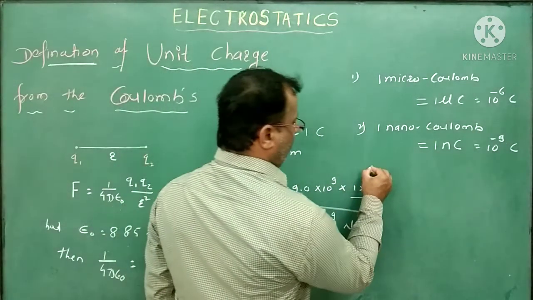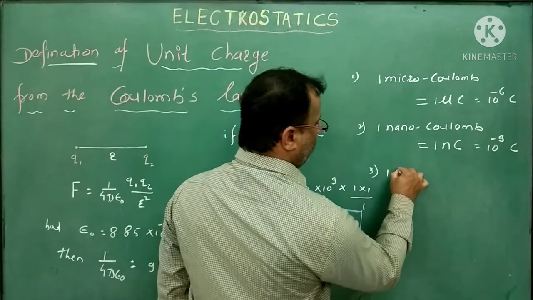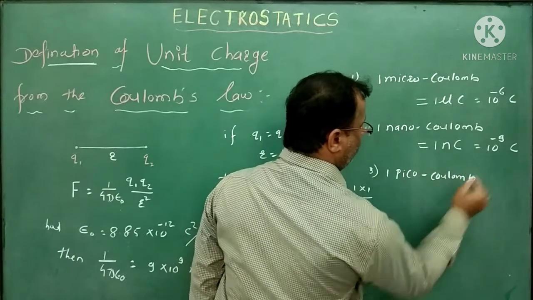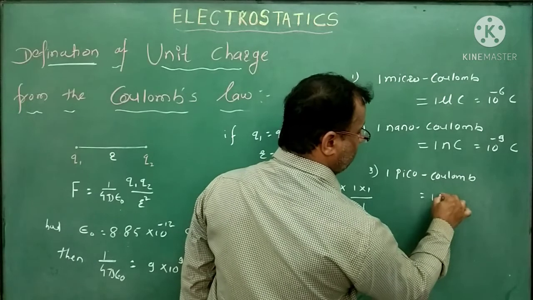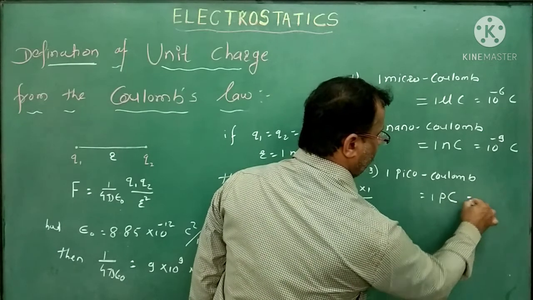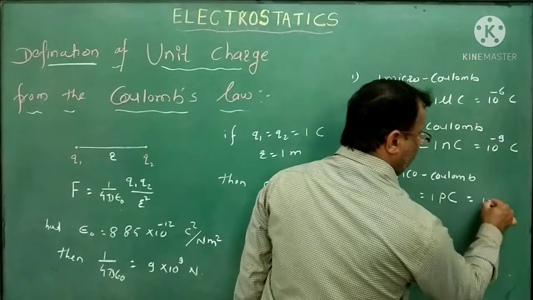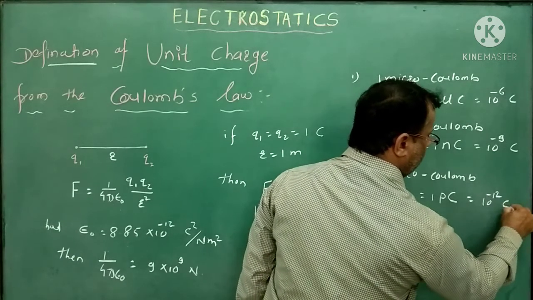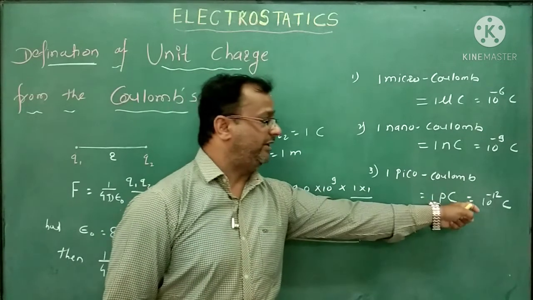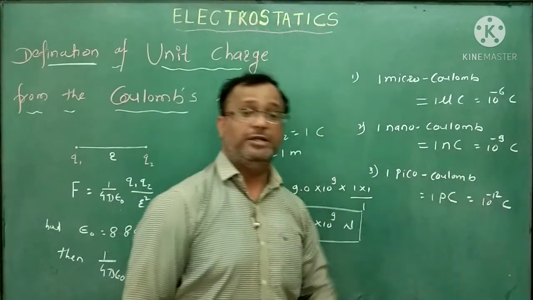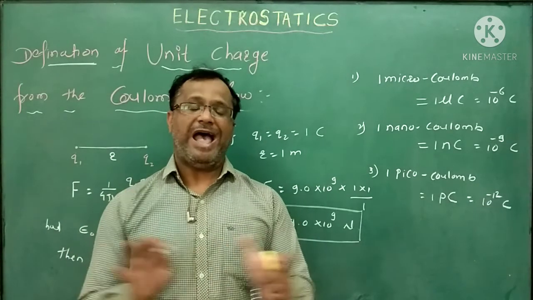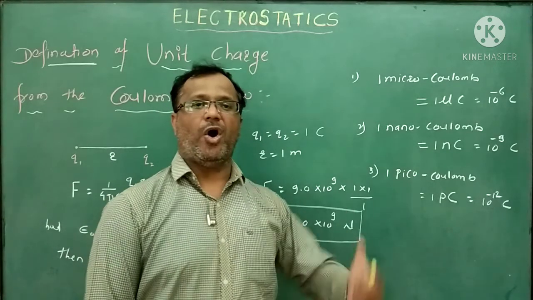And the third one is 1 picocoulomb. Pico is represented by the small letter p, that is pC. Pico stands for 10 raised to minus 12, and coulomb is as it is. So 1 picocoulomb is written as 10 raised to minus 12 coulomb. So this is about the unit of charge as per Coulomb's law. See all the equations once.